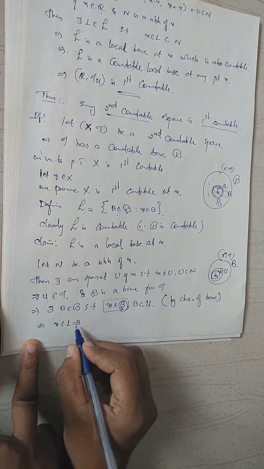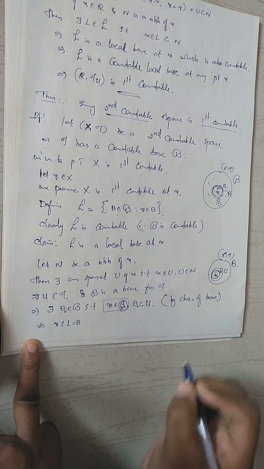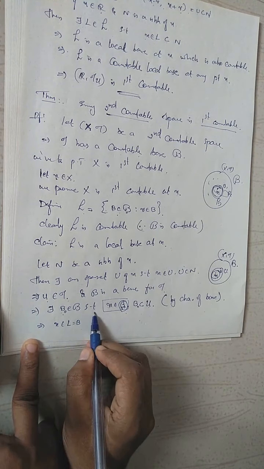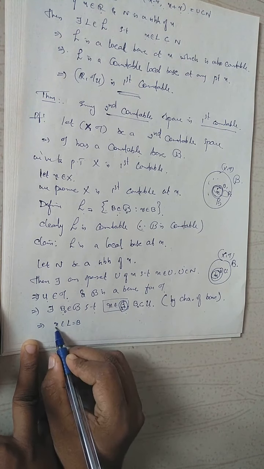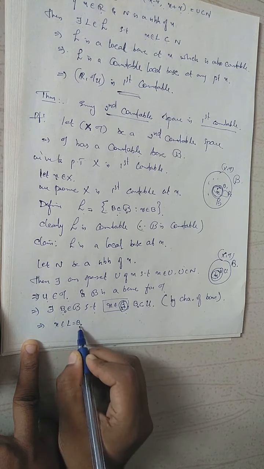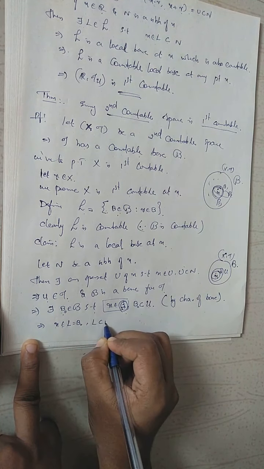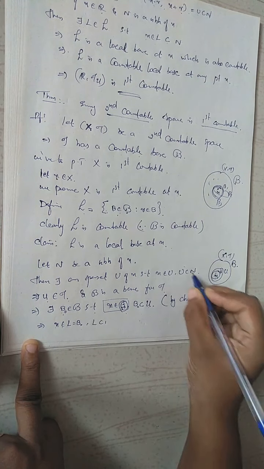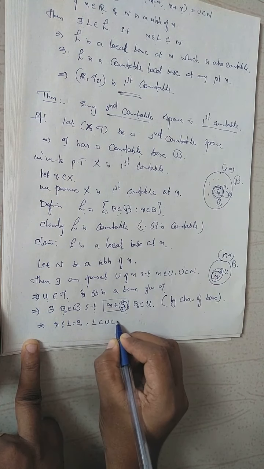Okay, I choose some B naught. There exists some B naught in script B such that X belongs to B naught and B naught is contained in U. So X belongs to L, L is taken as some B naught, then X belongs to L and that L is contained in U. What is U? U is contained in N. So L is contained in U, U is contained in N.